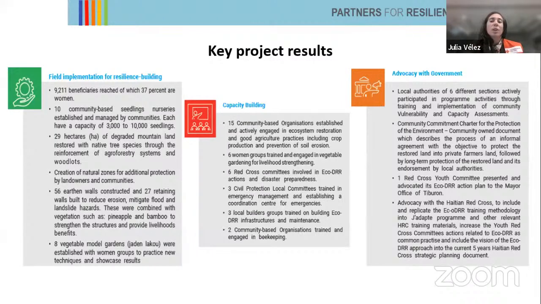And the advocacy with the government has been engaged since the beginning with the local authority, which has been key for the community engagement in these communities, but also doing the link with the regional local authorities, which has been acknowledging our community engagement charter that aims to protect the restored lands we have been addressing during the project, and also upgrading that to a protection done by community measures. Next slide, please.